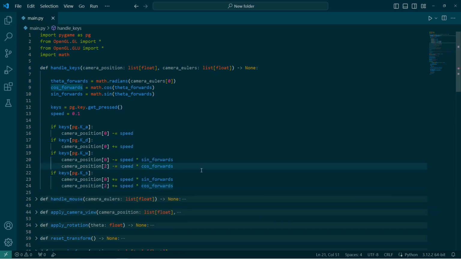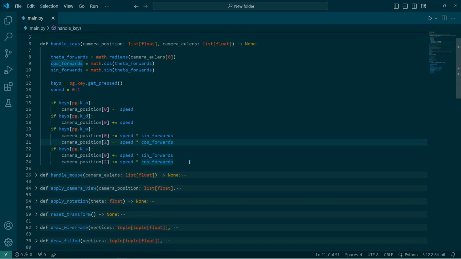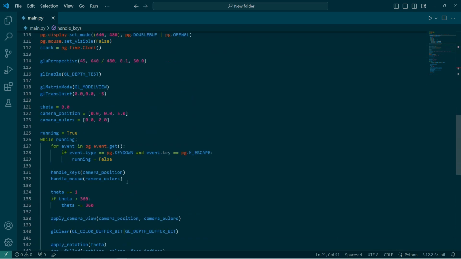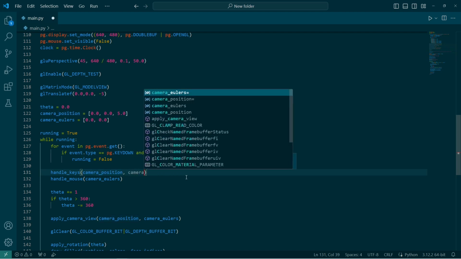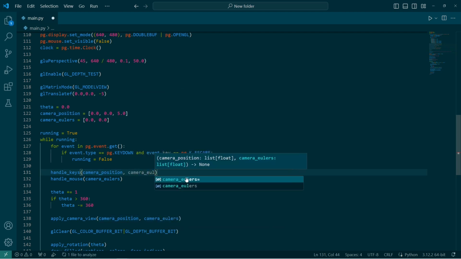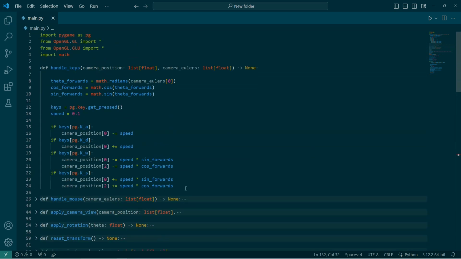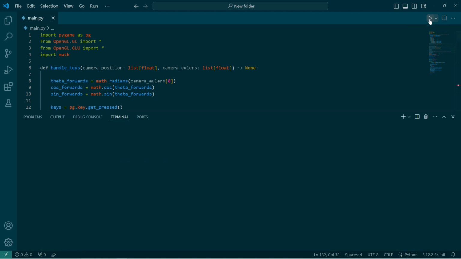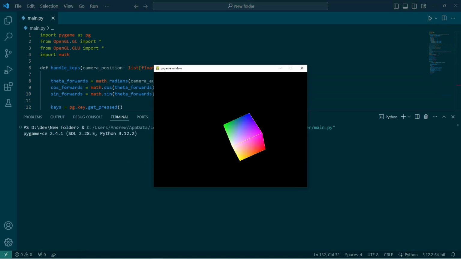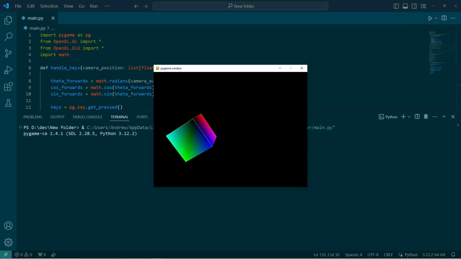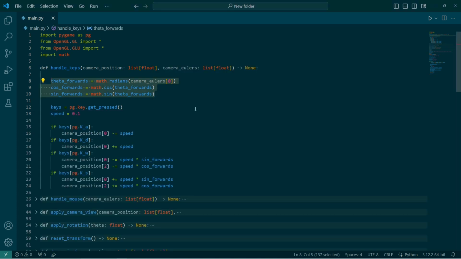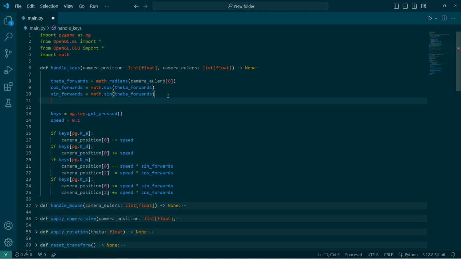Let's go ahead and experiment with this. So we'll go down to the point where this is called, and in addition to putting in the camera's position, we'll put in the camera's Eulers. And the left and right movement is going to work the same as it did before, but if this is correct, okay, so I'll move forwards. Nice. With that, now let's work on our right movement.